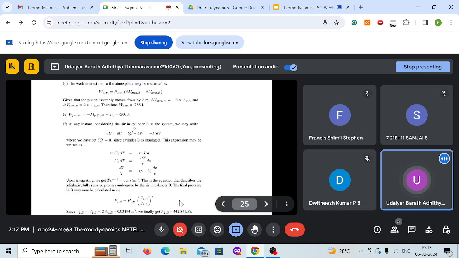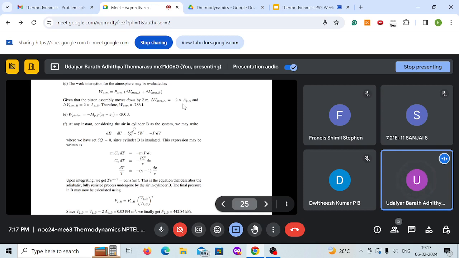The next is work interaction for the atmosphere. What is the work done by the atmosphere? It will be nothing but P atmosphere into delta V, the volume change in A and volume change in B. It's given in the problem that piston A moves down by 2 meters. So delta V atmosphere is minus 2 into area of A, because it's moving down.